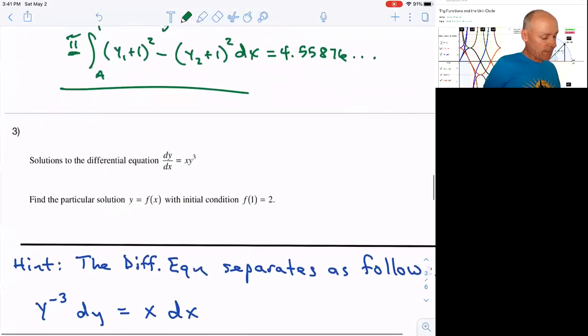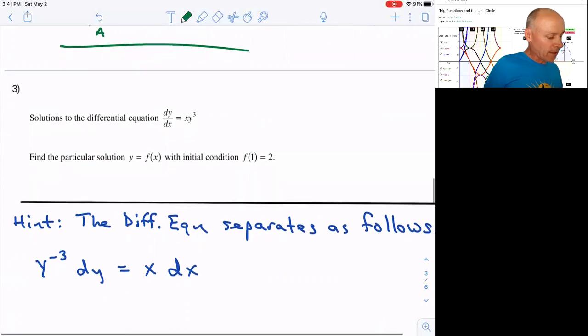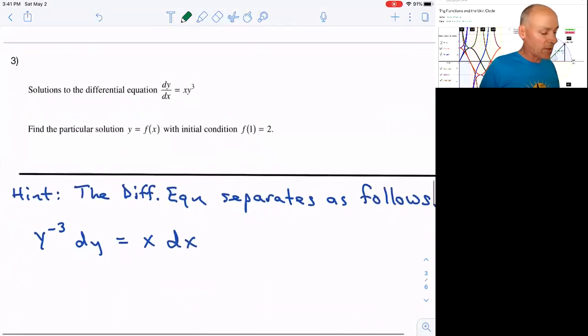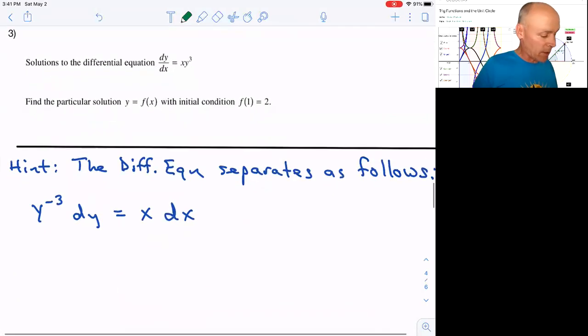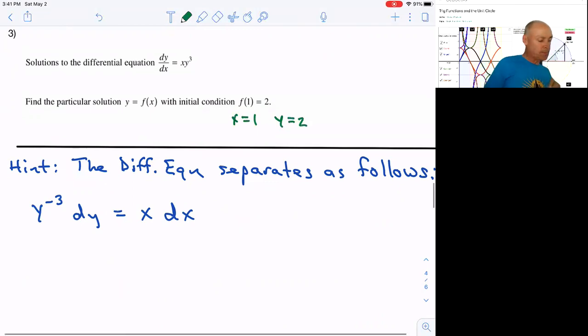Part 3, the differential equation given as dy/dx is equal to x y to the third. Find the particular solution, y equals f(x), when the initial condition f(1) is equal to 2. So again, I'm just going to write right here, to remind myself, x equals 1, y equals 2.